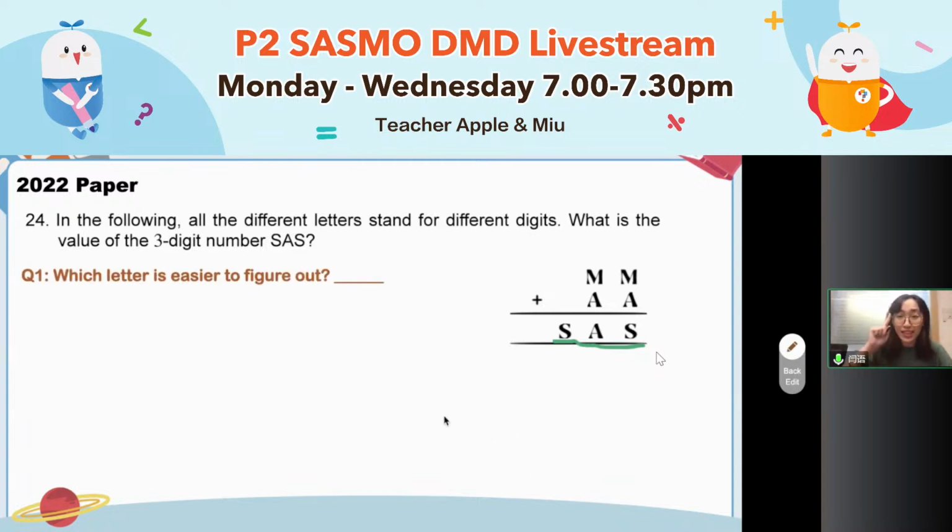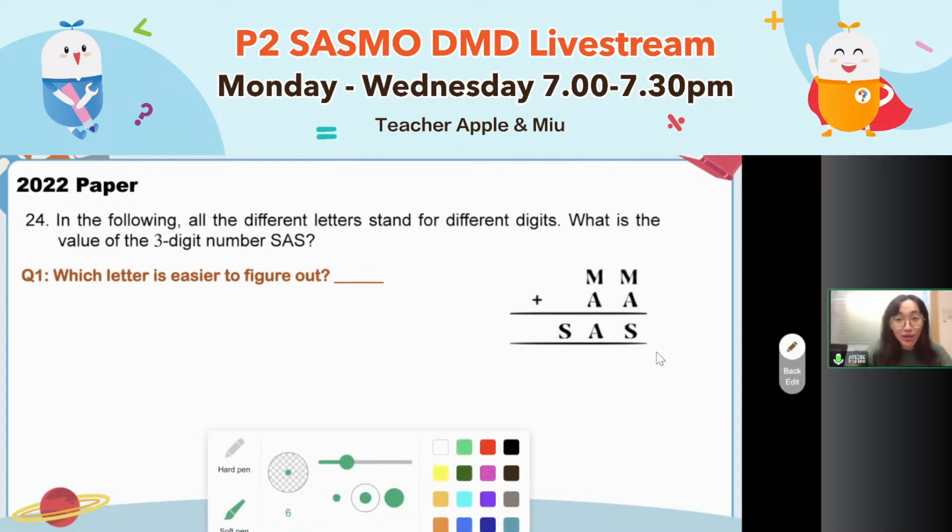First question, think about it. Which letter is easier to figure out? Everyone, which letter is easier to figure out? Is it S or A or M? Which one is easier?